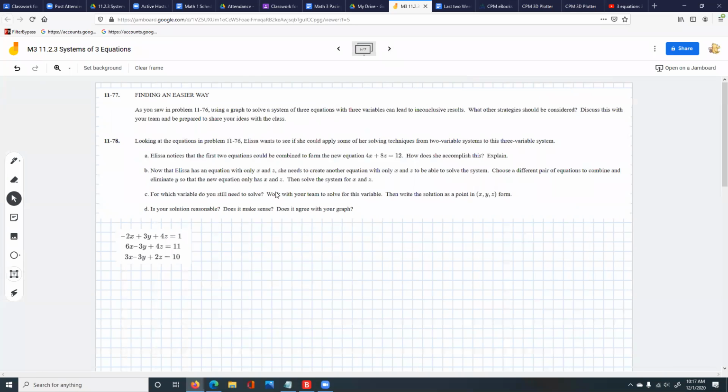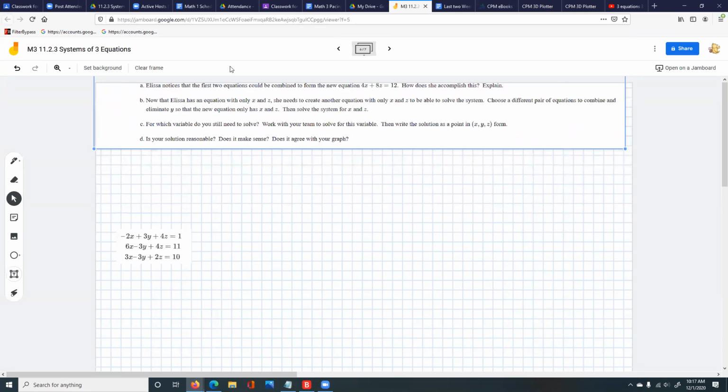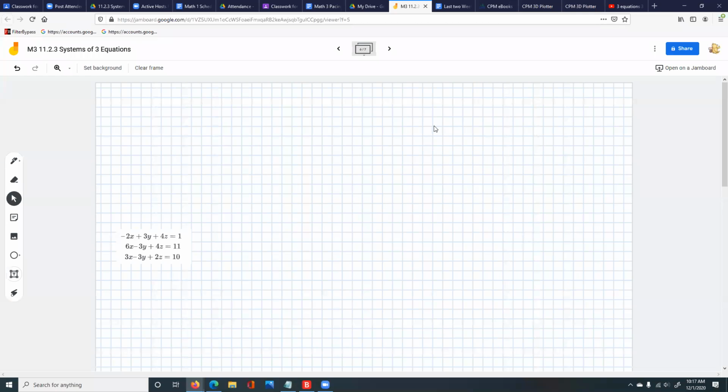And 77 and 78 tell us, okay, let's use algebra to solve it. So you can mark this as 77 and 78. Okay, I'm going to move this out of the way because it's just a lot of words. So 77 and 76 go together. These are our 3 equations.